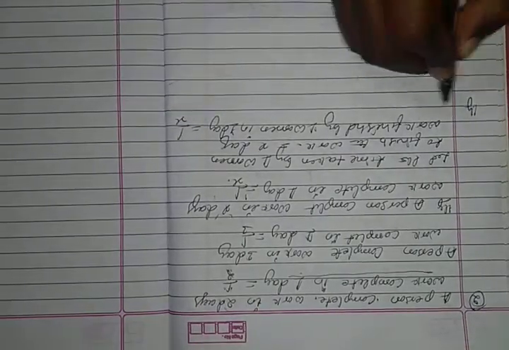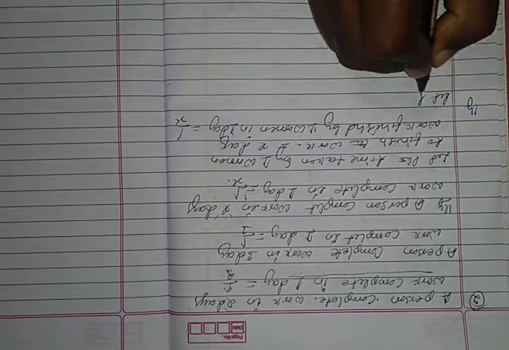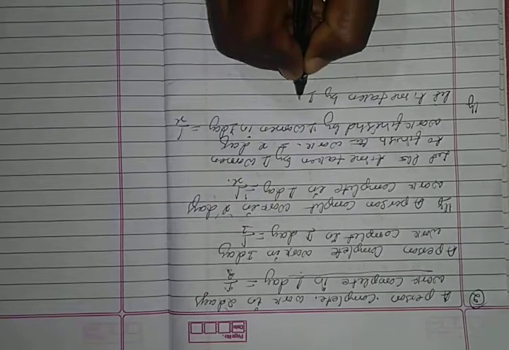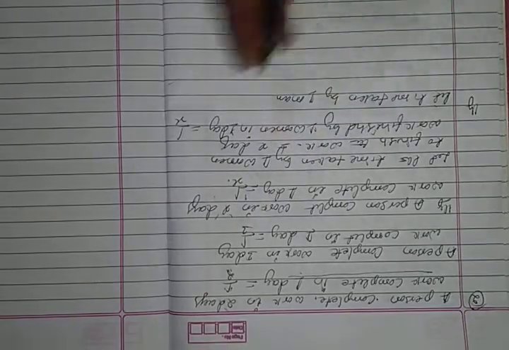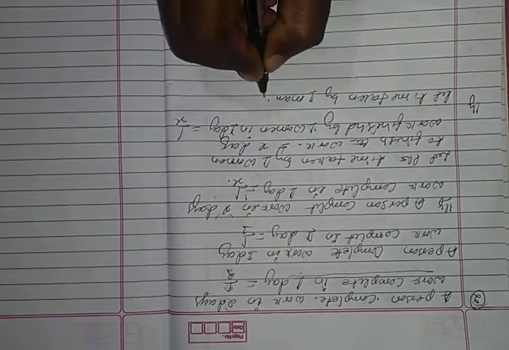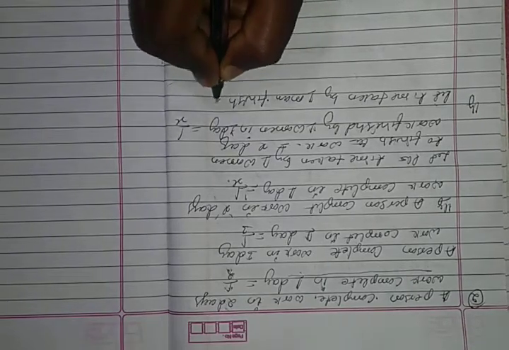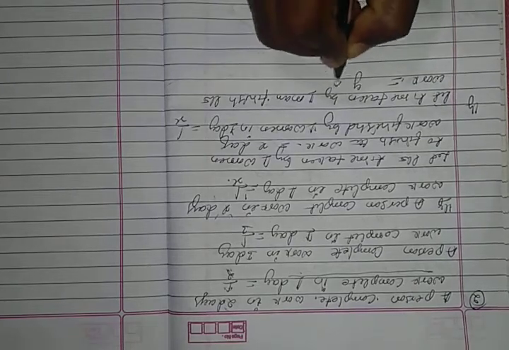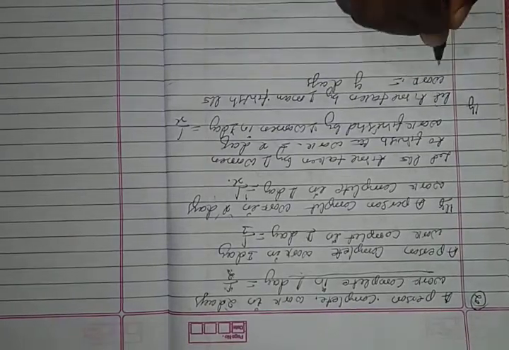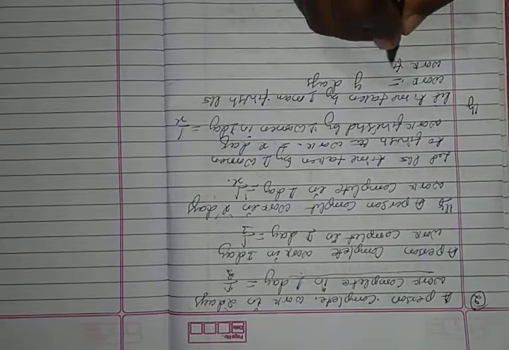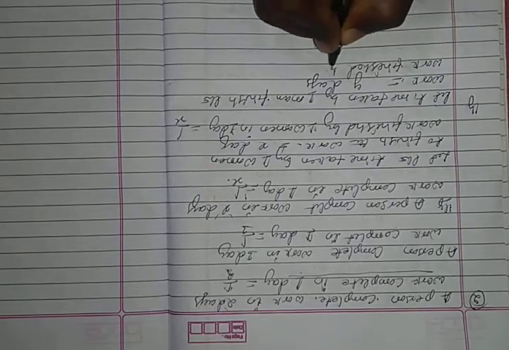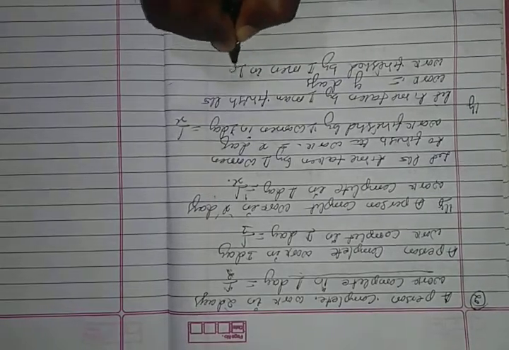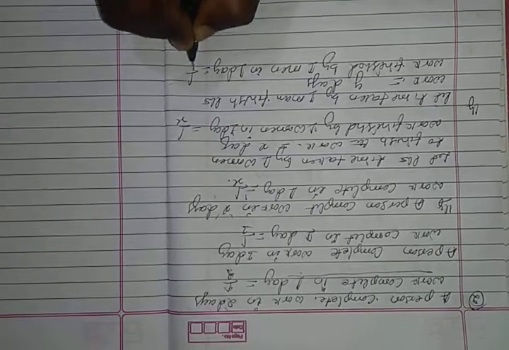Similarly, let the time taken by 1 man, see here 1 woman and here is 1 man, to finish the work be y days. So similarly, work finished by 1 man in 1 day is equal to 1 divided by y.